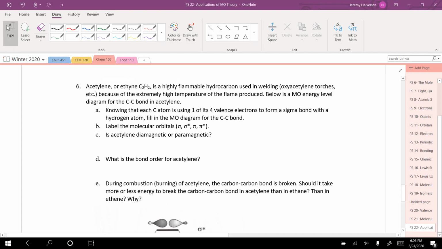All right, acetylene or ethyne, C2H2, is a highly flammable hydrocarbon used in welding, oxyacetylene torches, etc., because of the extremely high temperature of the flame produced. Below is an MO energy diagram for the CC bond in acetylene. Knowing that each carbon atom uses one of its 4 valence electrons to form a sigma bond with the hydrogen atom, fill in the MO diagram for the CC bond.